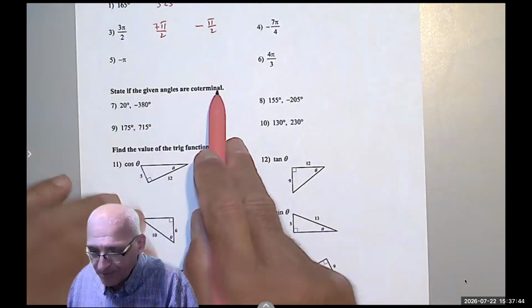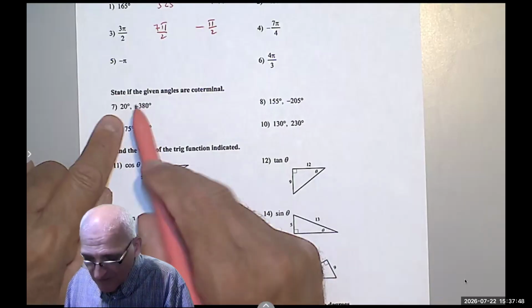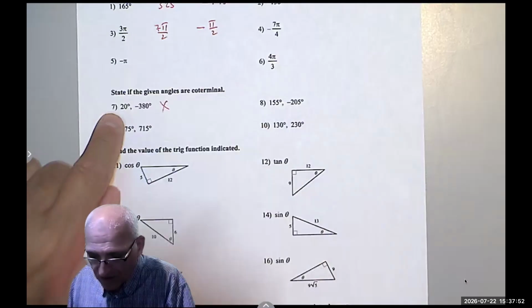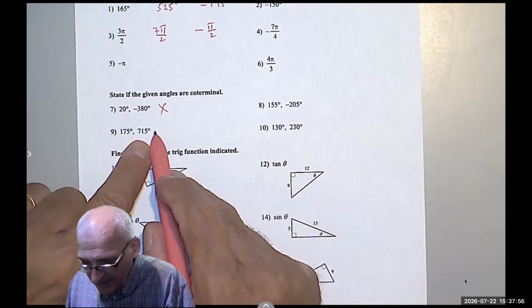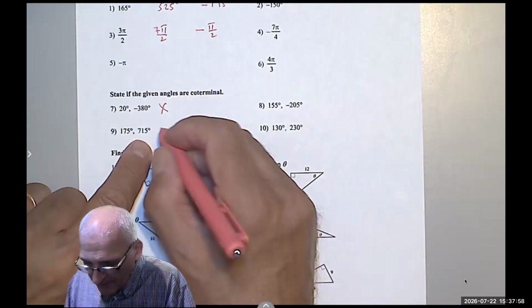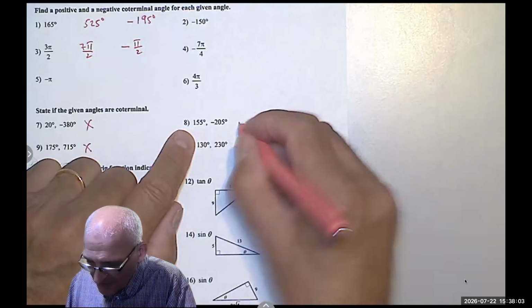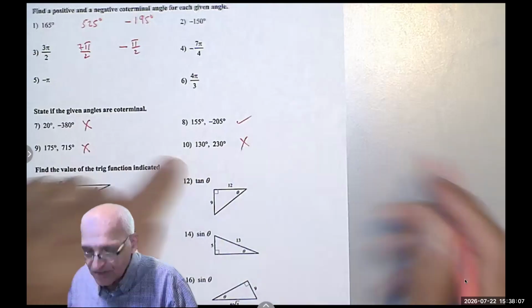State if they are coterminal. All you have to do is subtract. This is tricky, by the way, because if you subtract negative 380 from 20, you get 400, so they are not. If you subtract this from that, you get 540, which is not a multiple of 360. When you subtract this from that, you get 360, so that's fine. If you subtract these, the difference is only 100, so we know it's not. Very quick.